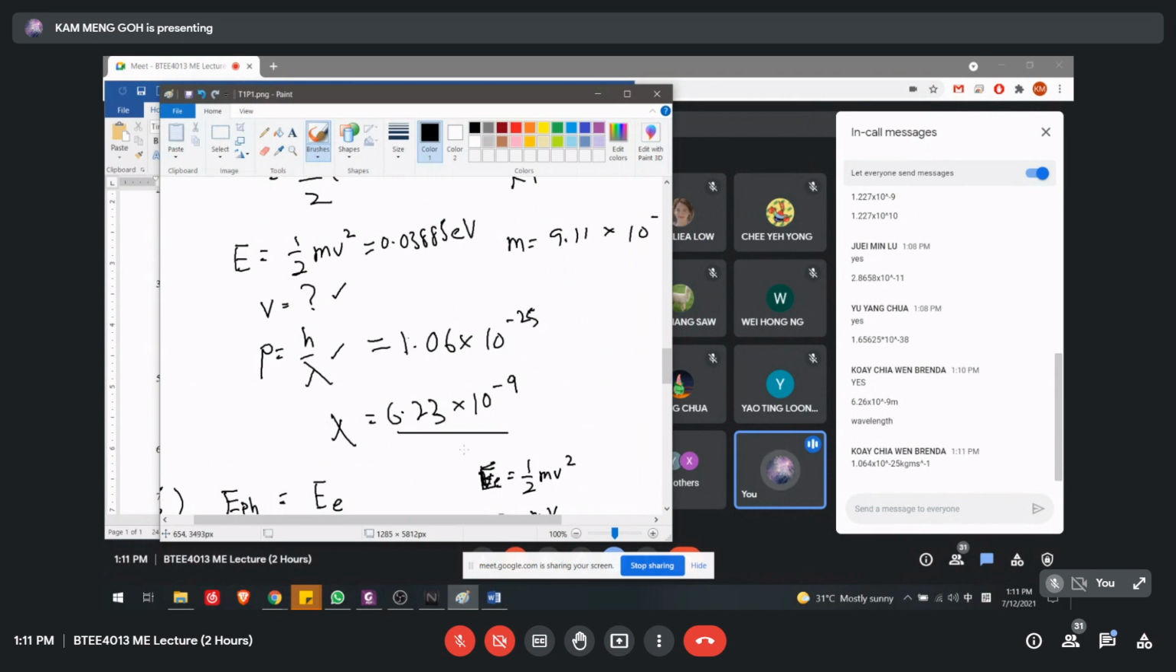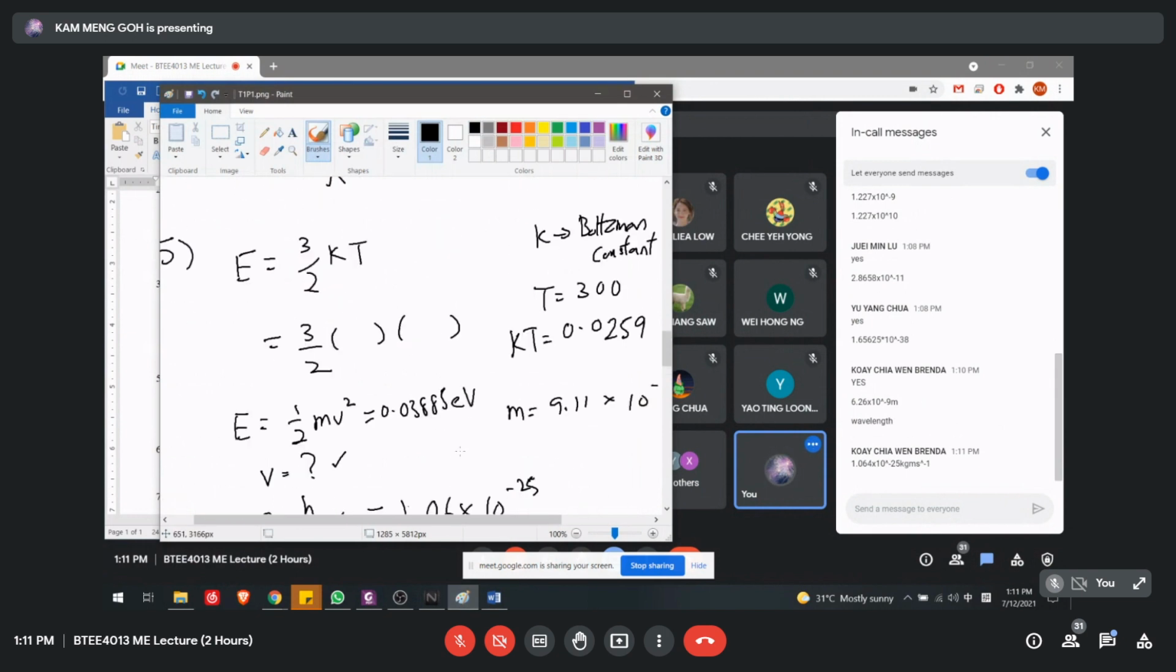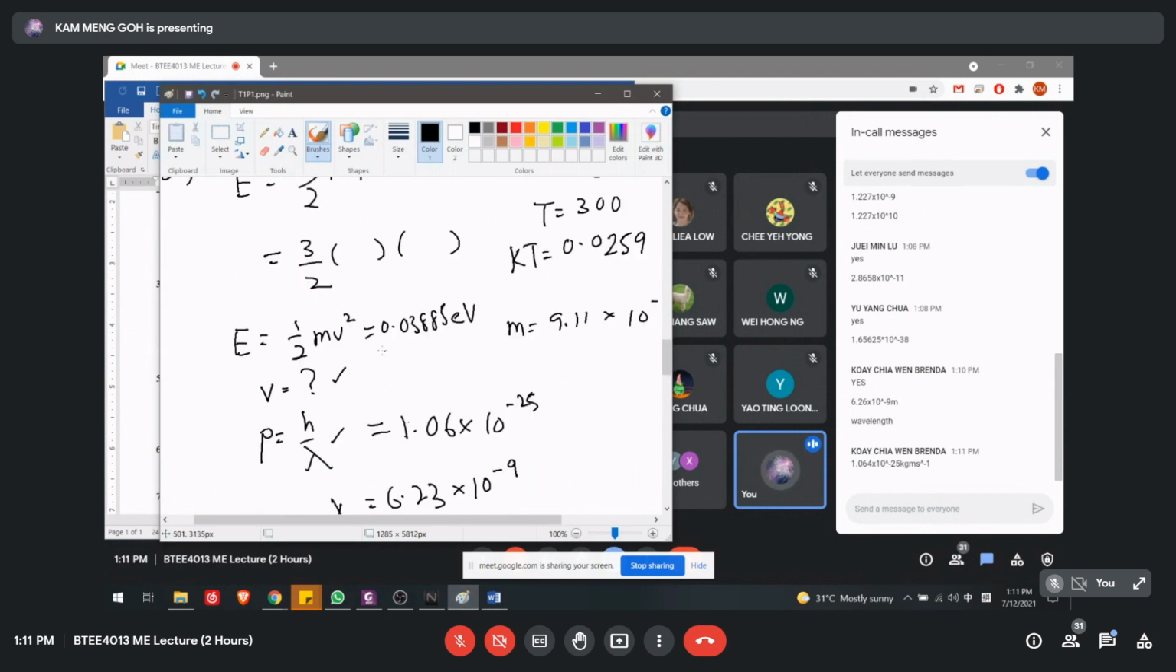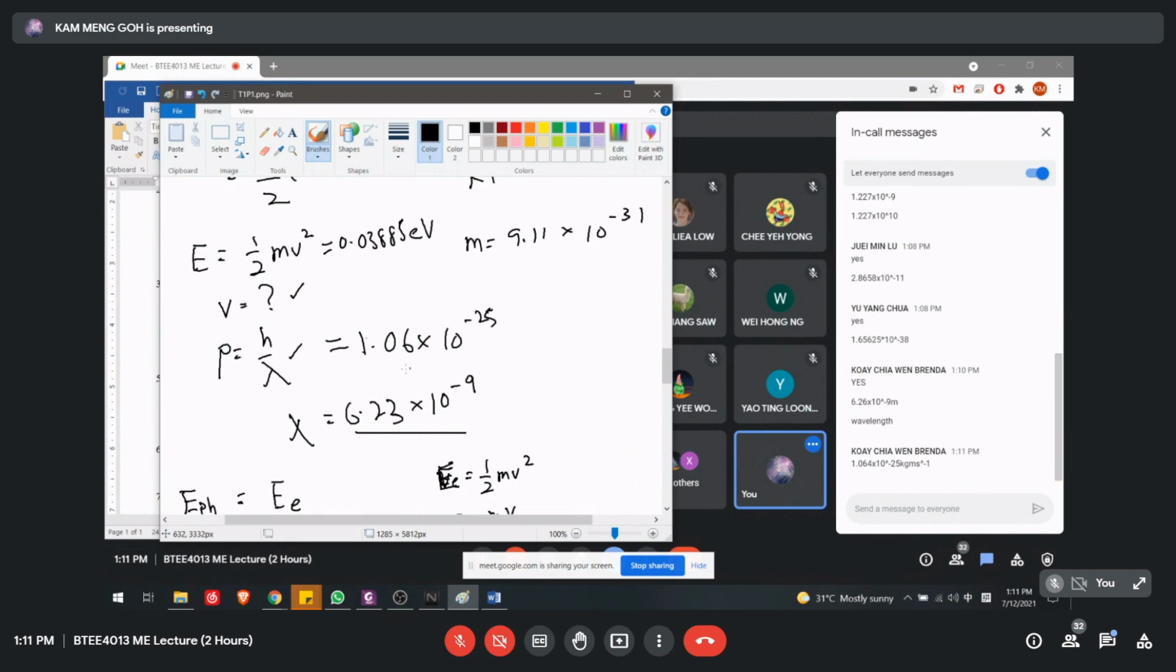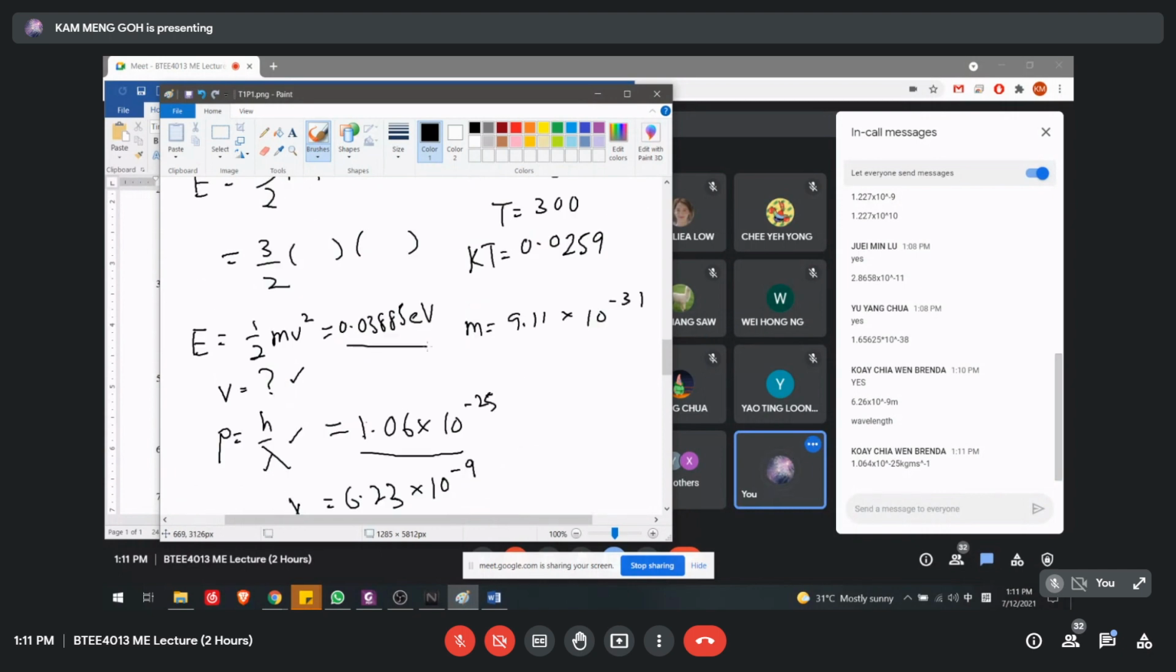Okay, next time when you are trying to calculate the energy, maybe you can write in the eV form so that you can make things easier. And the momentum should be 1.06 times 10 to the power negative 25. Fair enough. Okay, energy should be 0.0385.